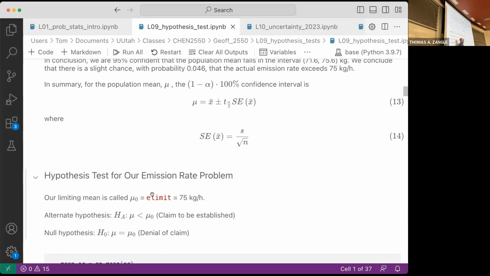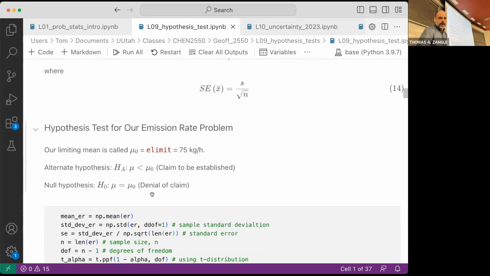But since we're actually interested in this limit of 75, we're going to set the null hypothesis to be just that the mean is equal to this limit of 75. Does that make sense? Okay. And we'll see the null hypothesis has a meaning in terms of the way we define the t distribution. We'll see that in just a second.